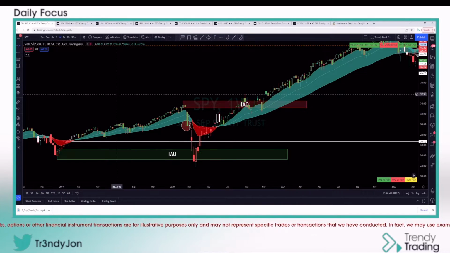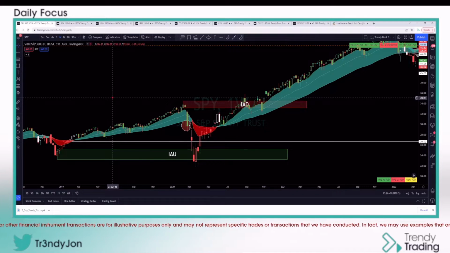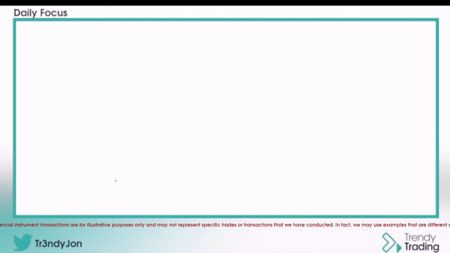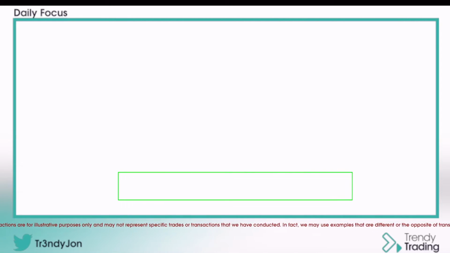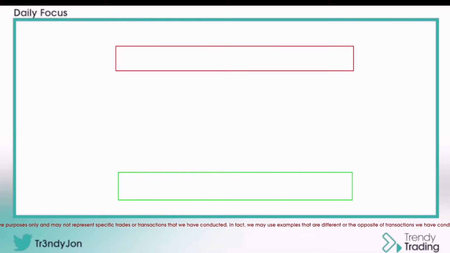Let's go ahead and go over to the whiteboard. And let's go ahead and create that green box. And again, this is going to be demand. And we are going to identify supply by using a red box. Let's go ahead and type this in.